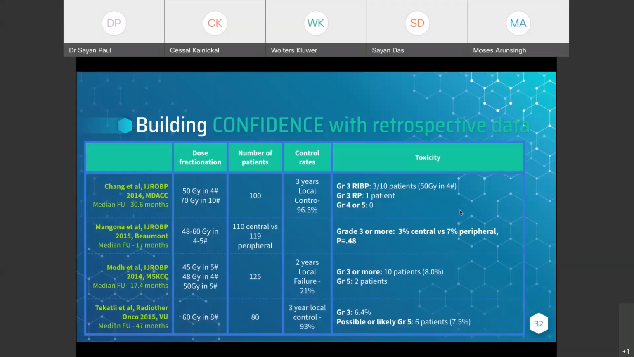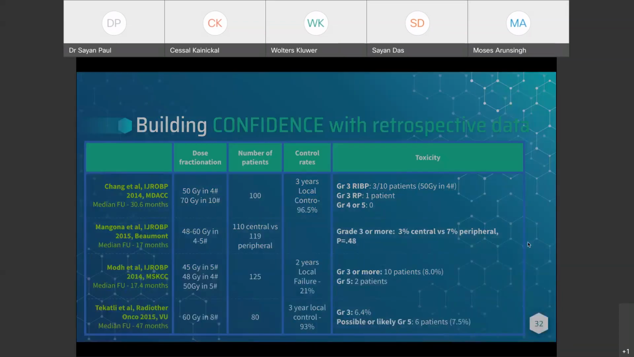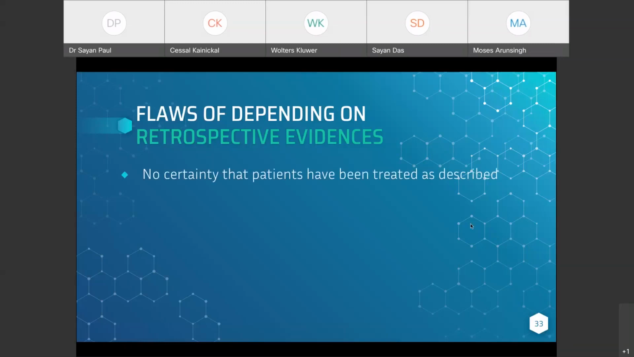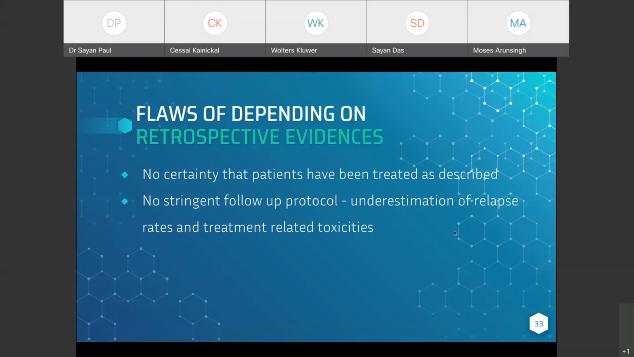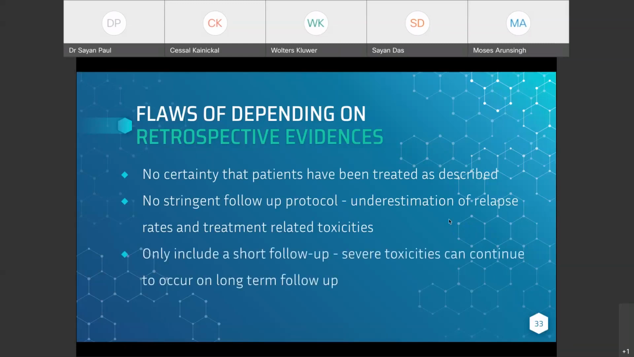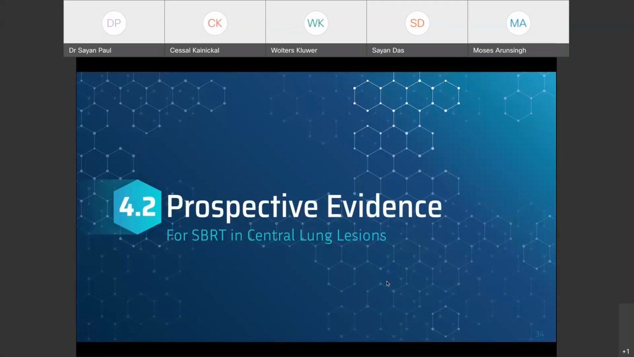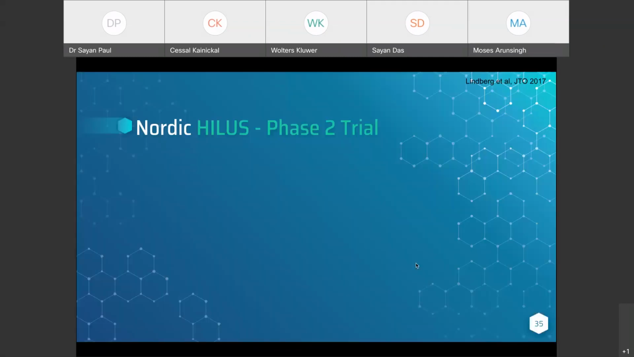In the central lung locations, several retrospective studies were published after these warnings, showing the toxicity to be acceptable. But retrospective data are retrospective data, so there's no certainty that patients would have been treated as described, and there are no stringent follow-up protocols, so that could be a gross underestimation, and they usually have a very short follow-up. Also, they usually come from a single center. So we needed prospective evidence for SBRT in central lung lesions.